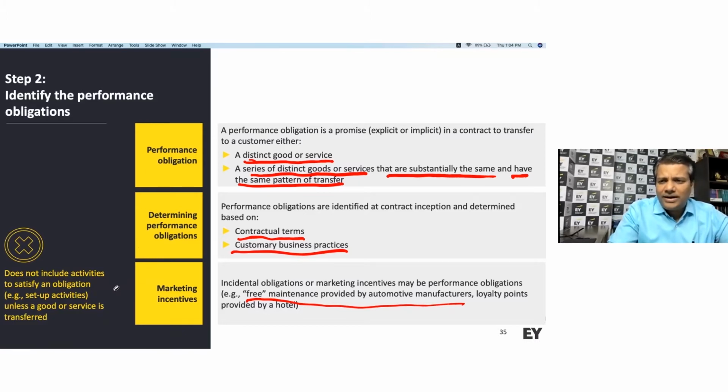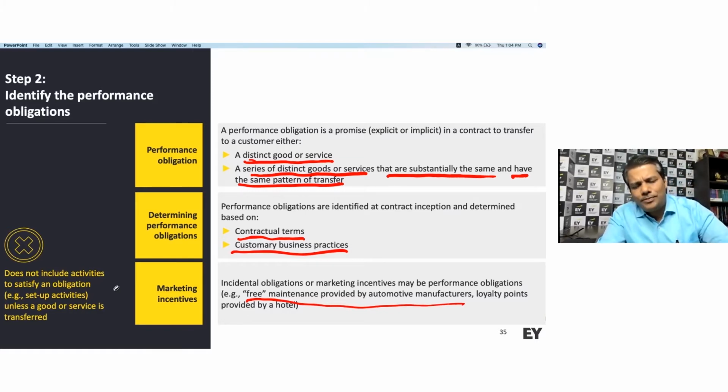So you've got to look at it, always thinking from the customer's perspective: am I going to benefit because of the promises you are making under the contract, right? Am I going to benefit on a standalone basis from each of the performance obligations? If the answer to that is yes, that's a separate performance obligation. Otherwise, it is not a separate performance obligation. It is one combined performance obligation.